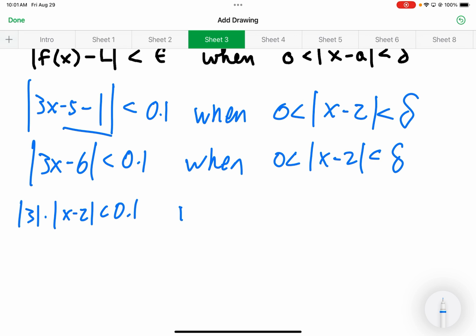And then is less than 0.1 when 0 is less than the absolute value of x minus 2, less than delta.